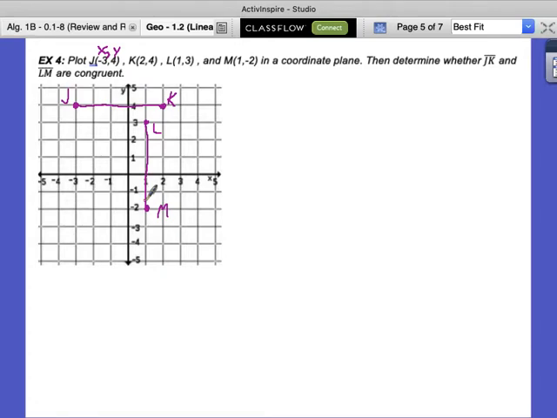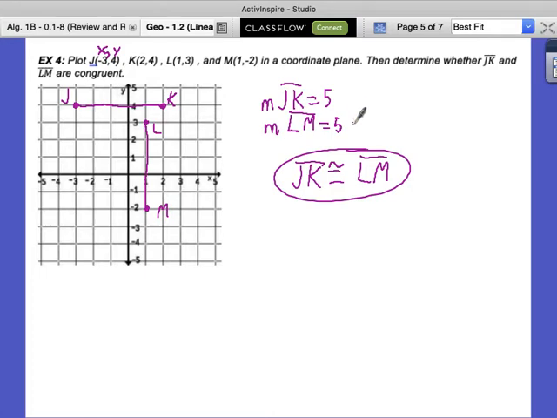Chase, what are you thinking? Yeah, because they're both 5. They're both 5, okay? So the measure of segment JK is 5. The little m stands for measure. Measure of segment LM is 5. So the measures are equal, right? If they're equal in length, equal in measure, equal in distance, any of those words mean the same thing, then they are congruent. So we can say segment JK is in fact congruent to segment LM. Because the measures are equal, they're congruent.